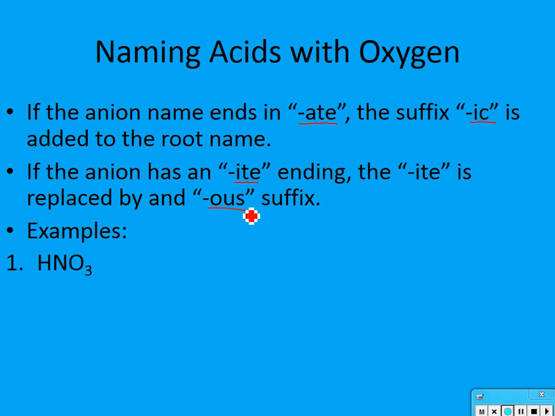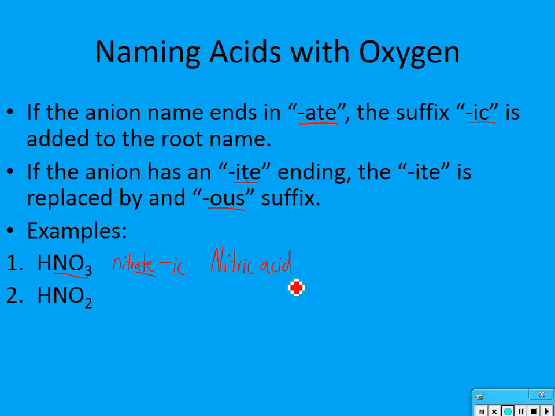HNO3. First of all, what is this polyatomic ion called? Let's look it up on our polyatomic ion table. It's called nitrate. So if it ends in ate, what do we change it to? Yeah, it goes to "ic." What this acid is called is nitric acid. Okay? That's how we would name that one.